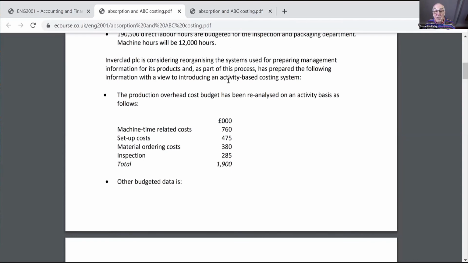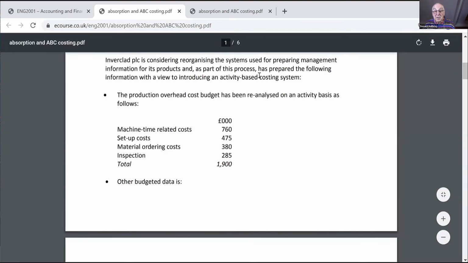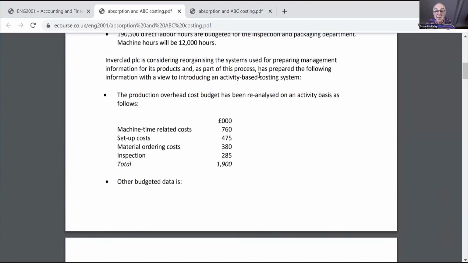But when setting up an activity-based costing system, it needs a different sort of analysis. And the analysis is on an activity basis. So you're not concerned with the production department, you're not concerned with the cafeteria, you're not concerned with stores, you're concerned with activities. What activities go on in your factory and what are the drivers of cost?